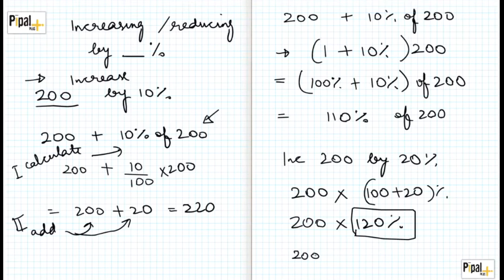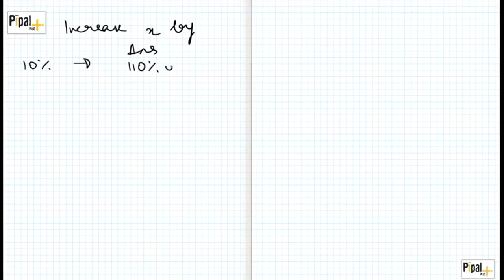So all I got to do is just multiply 200 by 6 upon 5, which is 240. Right? So this actually simplifies my calculations a bit, where increasing something by 10% is equivalent to multiplying that thing by 110%, right? So let's look at some of the examples. So let's say I'm asked to increase x by 10%, then my answer is going to be 110% of x.